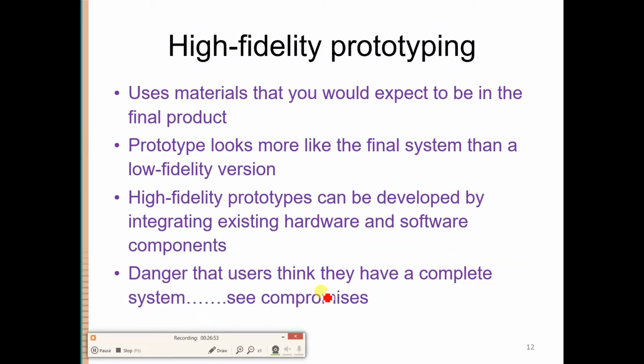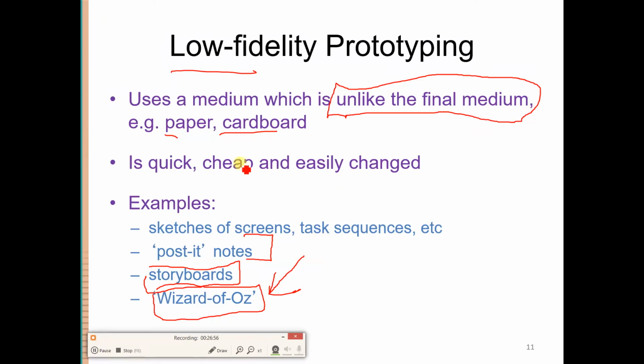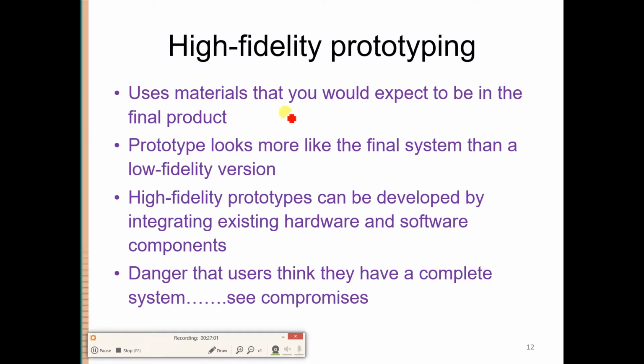The next category is high fidelity prototyping. If you have an idea about low fidelity prototyping, intuitively you will get the idea about high fidelity prototyping. In high fidelity prototyping, we use the material that is expected to be in the final product. As I gave you the example, if we are constructing the prototype using Java programming and the final software is also using Java programming, then this is high fidelity prototyping, because we are using the same material, or the same software, which is going to be in the final product. The prototype looks more like the final system than the low fidelity version, so this can be the advantage of high fidelity prototyping.